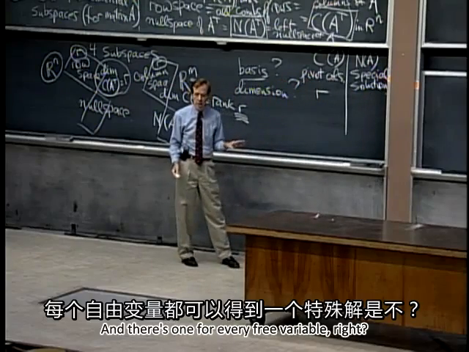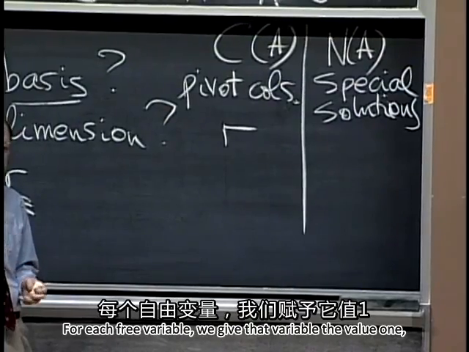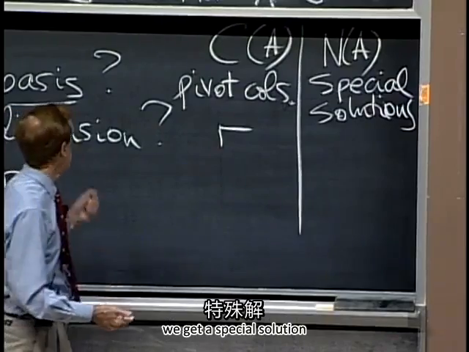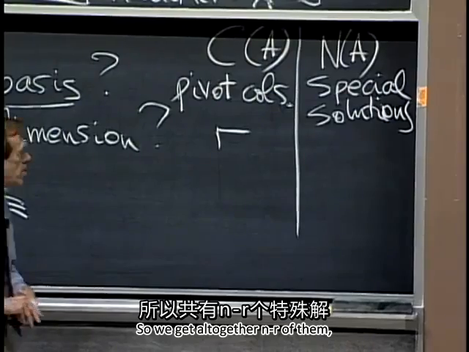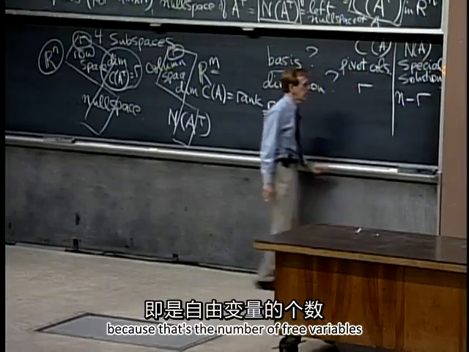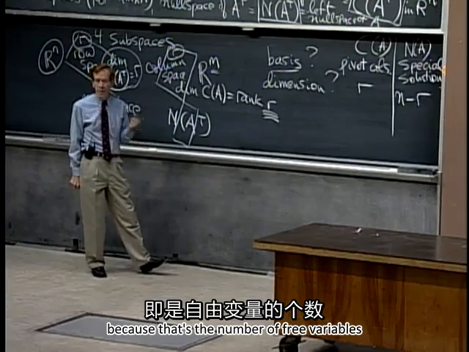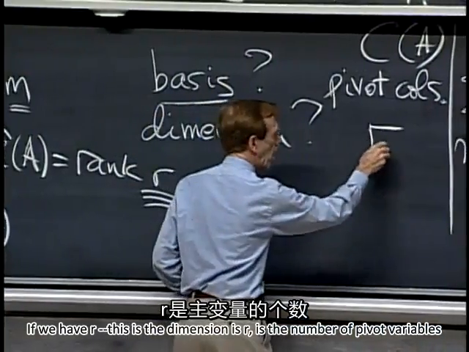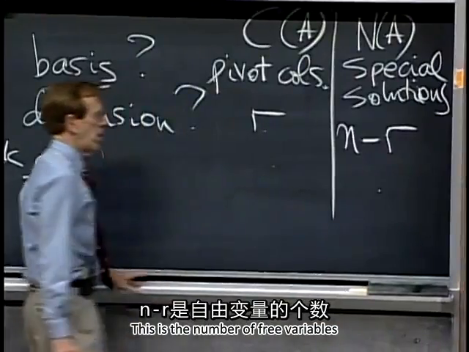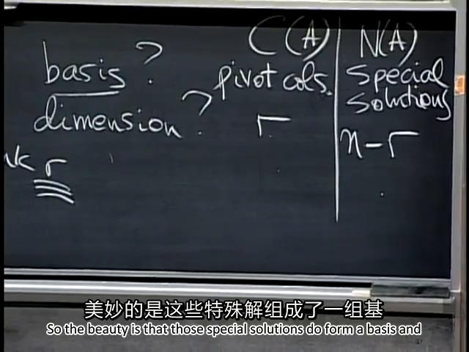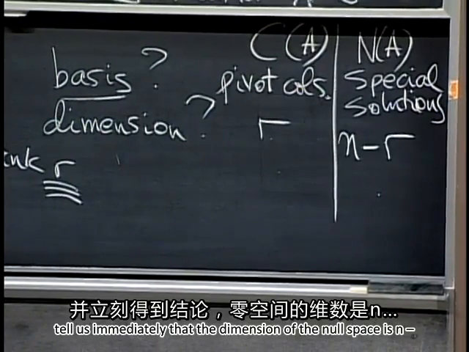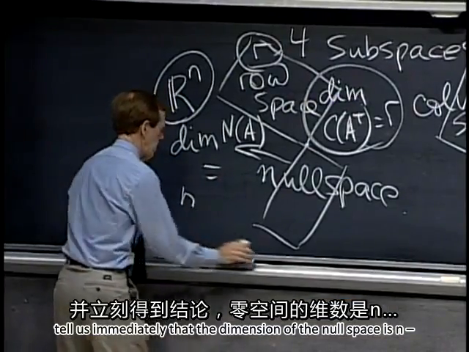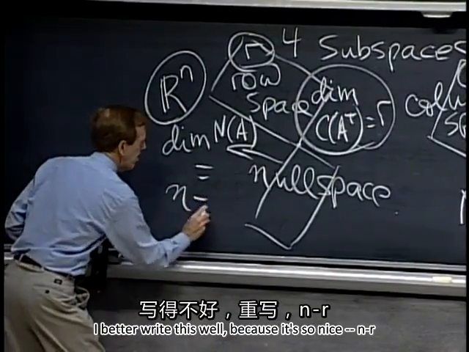And there's one for every free variable, right? For each free variable, we give that variable the value 1, the other free variables 0. We get the pivot variables, we get a vector, a special solution. So we get altogether n minus r of them, because that's the number of free variables. r is the number of pivot variables, this is the number of free variables. So the beauty is that those special solutions do form a basis and tell us immediately that the dimension of the null space is n minus r.